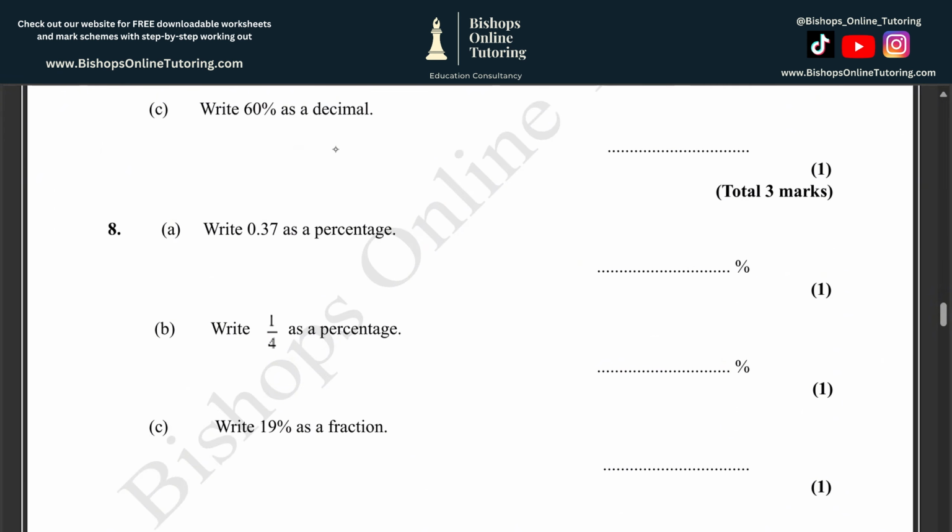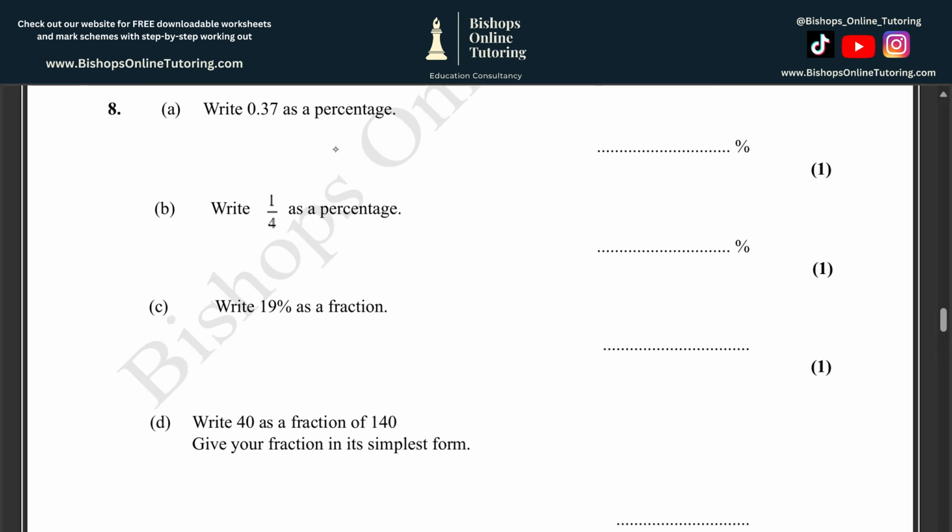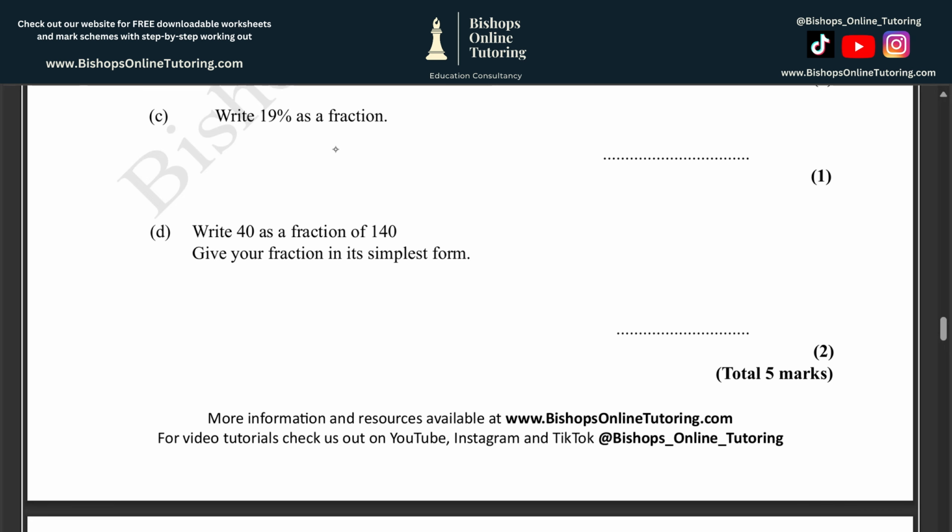Write 60% as a decimal. That's just going to be 0.6. Write 0.37 as a percentage. That's going to be 37% because we multiply this by 100 and then the decimal point goes 2 stops to the right, and that gives us 37. Write 19% as a fraction. That's just going to be 19 over 100.